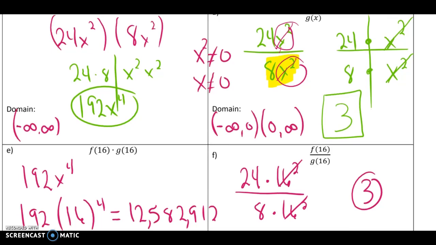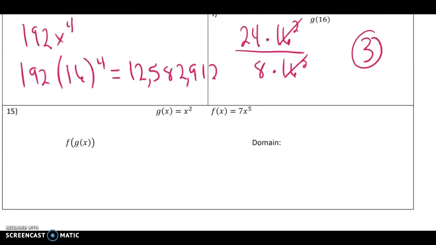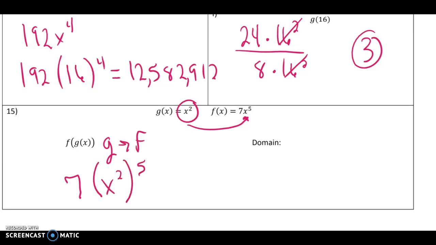All right, on 15, we have another composition function, and this says over here that we're going to take g and put it into f. So this is going to go in for that x. So again, when you put it in there, put it in parentheses. So you have the 7, and in for x, in parentheses goes x squared, and then the 5th power.